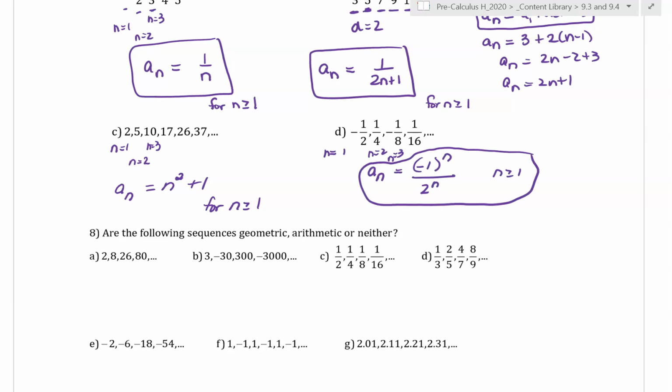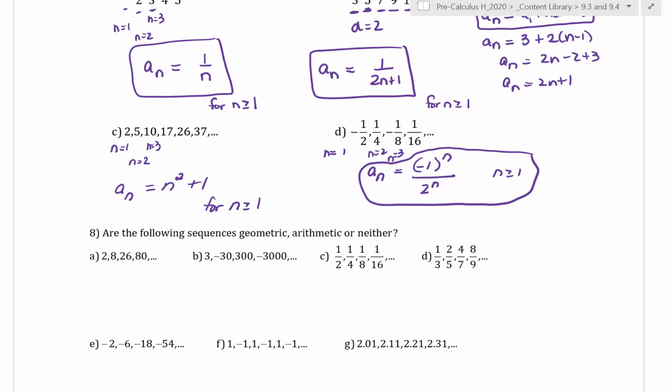So for D, that was also tricky. I was looking at the way that the terms alternate their sign. So if you have negative 1 to the nth power, notice that if n is 1, you would have a negative for your first term. If n is 2, a positive term for your second term. And notice that the denominator in that first term was 2, and then 4, and 8, and 16. So 2 to the n would describe the denominator.